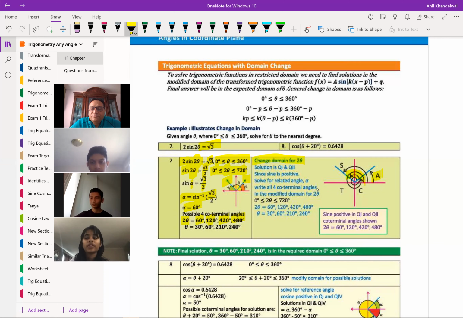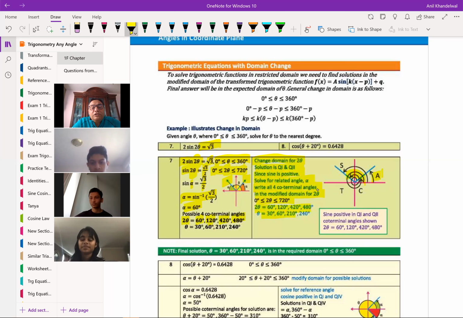Change domain for 2 theta. Solution is in quadrant 1 and quadrant 2 since sine is positive. Solve for related angle alpha, write all four coterminal angles in modified domain to theta, and then the axis. You get the idea?